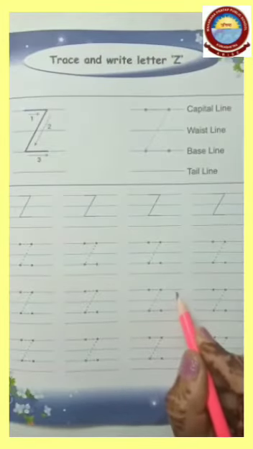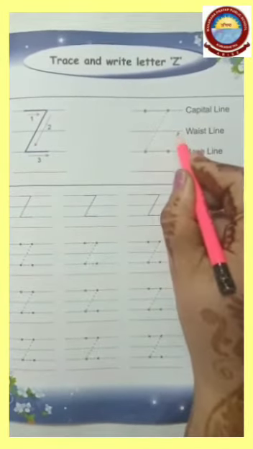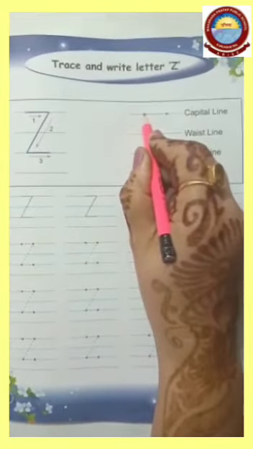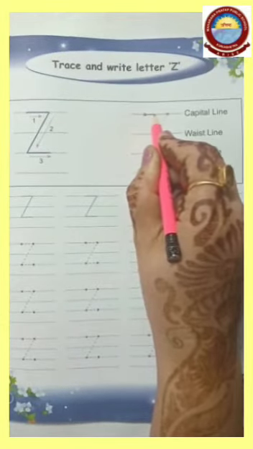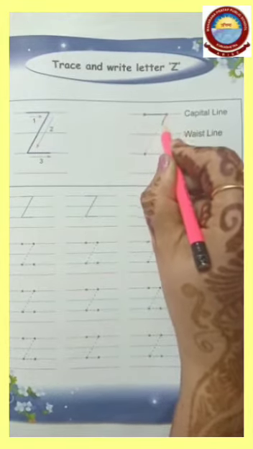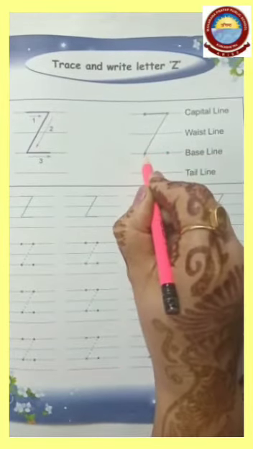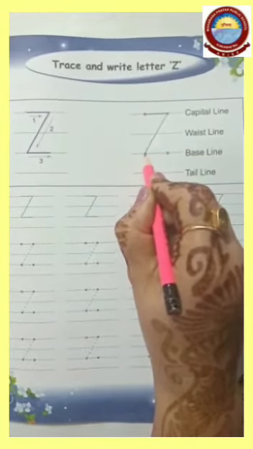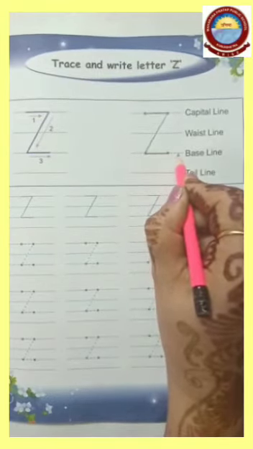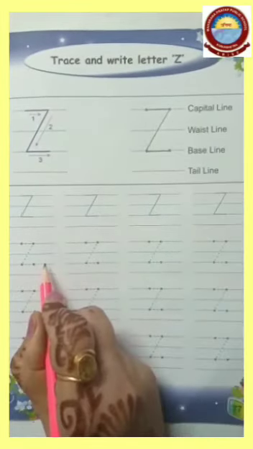Now on page number 77, let us learn how to write letter Z on these three lines. Okay kids, so let's start. Make one small sleeping line on the red line, then draw a left slanting line. After that, draw one more sleeping line on the second blue line. So kids, which letter is this? This is letter Z.